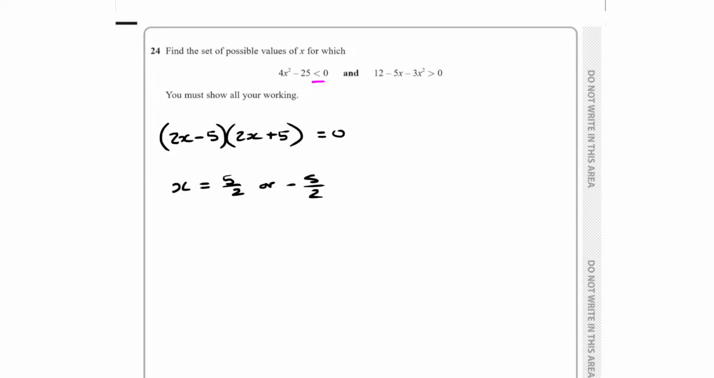So if you get it where it's less than 0, that means it's a range, as in x is between these two numbers. Now obviously put the smallest number on the left. So −5/2 < x < 5/2.